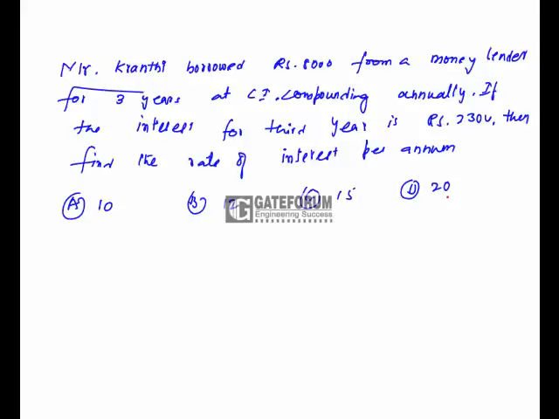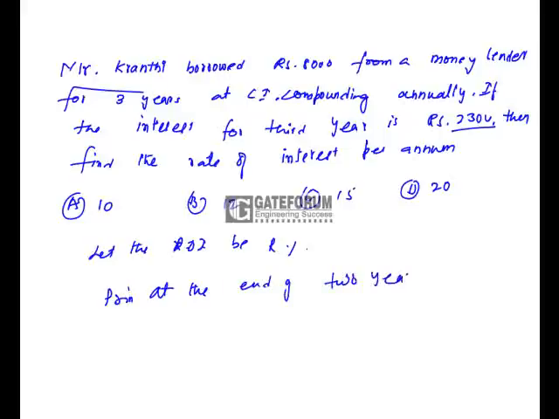He has borrowed rupees 8,000 from a money lender for 3 years at compound interest, compounded annually. It is also given that the interest for the third year is 2,304. Now we have to find the rate of interest per annum. So let the rate of interest be some R%. Now the principal at the end of 2 years will be 8,000 as the principal into (1 plus R by 100) whole squared.